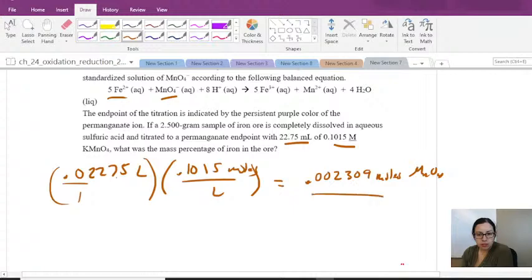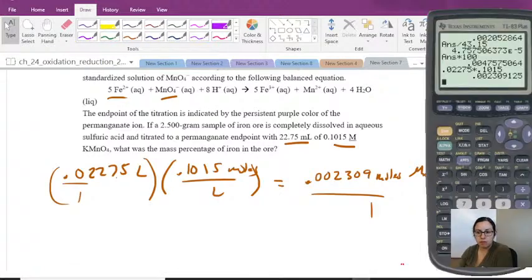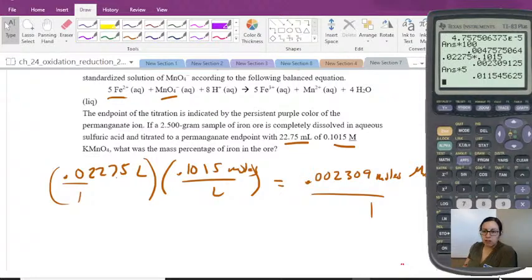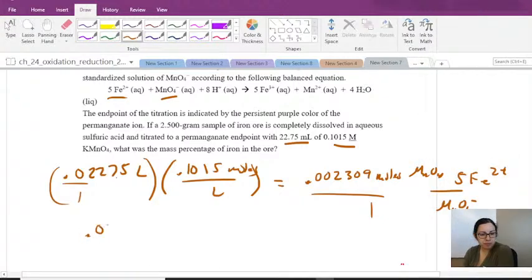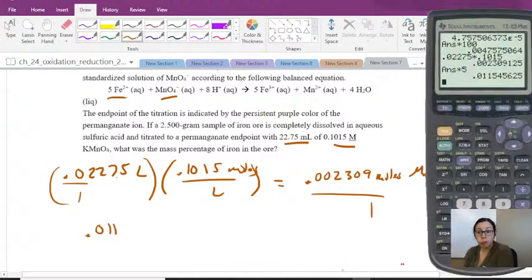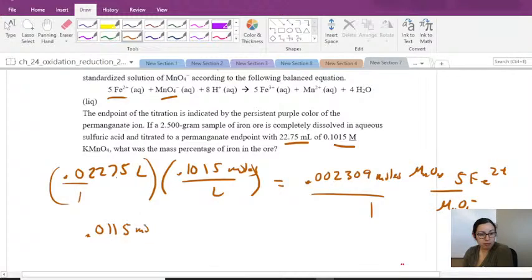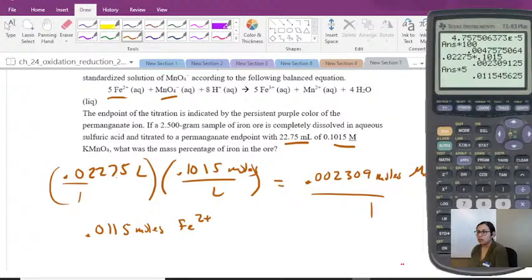And so now just set up some sort of dimensional analysis. So for every 1 equivalent of our permanganate, it reacts with 5 of our iron 2+ species. So times 5. And so now I have this many moles of iron then. And so what's the next step?